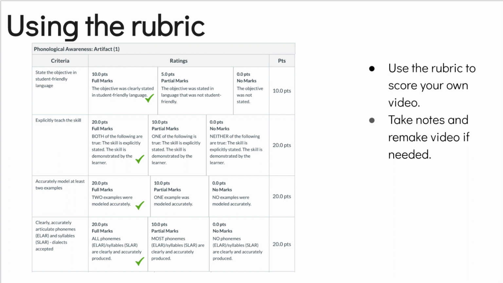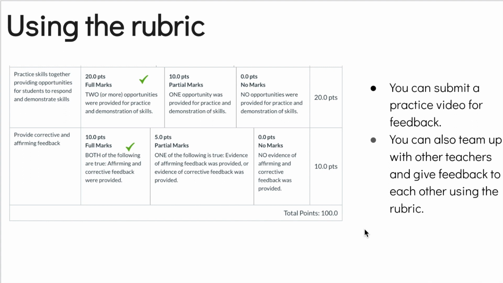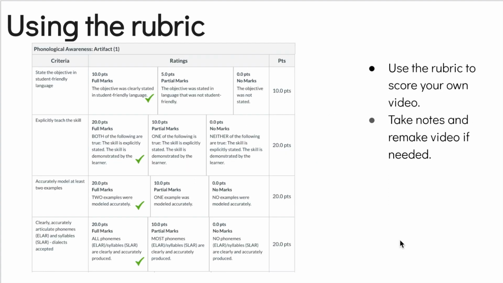In order to get full marks for your presentation, you need to state the objective in student-friendly language, explicitly teach the skill, accurately model at least 2 examples, and clearly and accurately articulate phonemes. You have to provide opportunities for students to practice the skills together and provide opportunities for students to respond and demonstrate skills. You also have to provide corrective and affirming feedback. Once you have used the rubric to assess your own video, you can take notes and remake the video if you need to. Remember that Canvas only allows you to do a one-sit video.